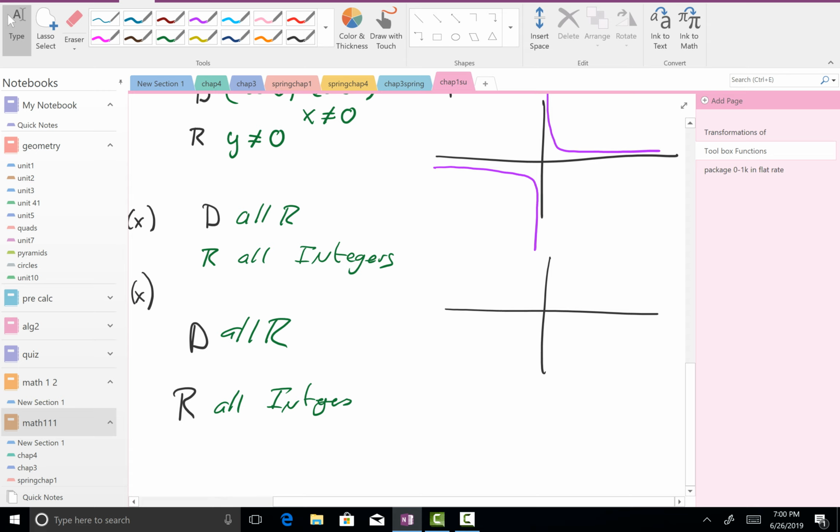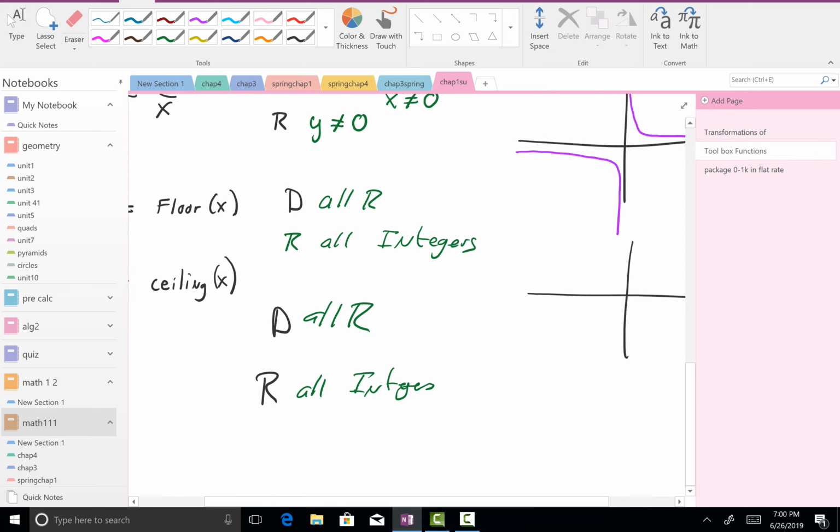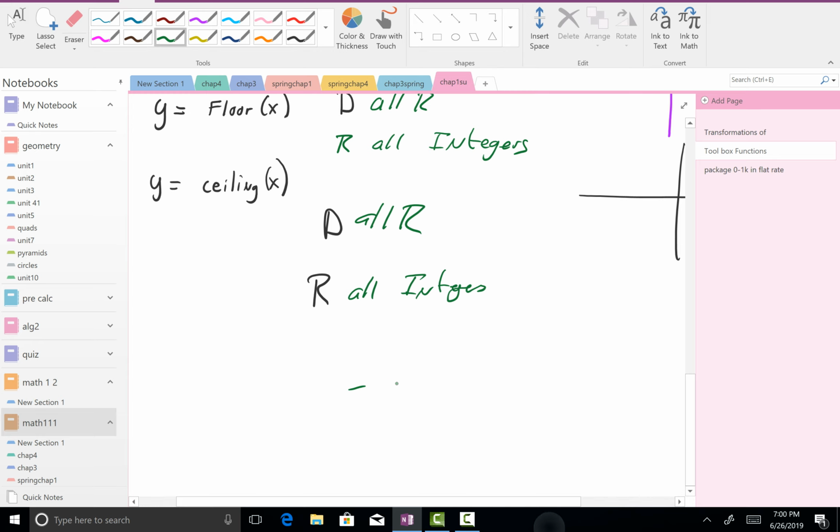if I want the ceiling of 4.8, what is that going to give me? 5, because it does what? Okay. What about the ceiling of 2.1? What's that going to give me? 3, because what's it going to do? Round up.